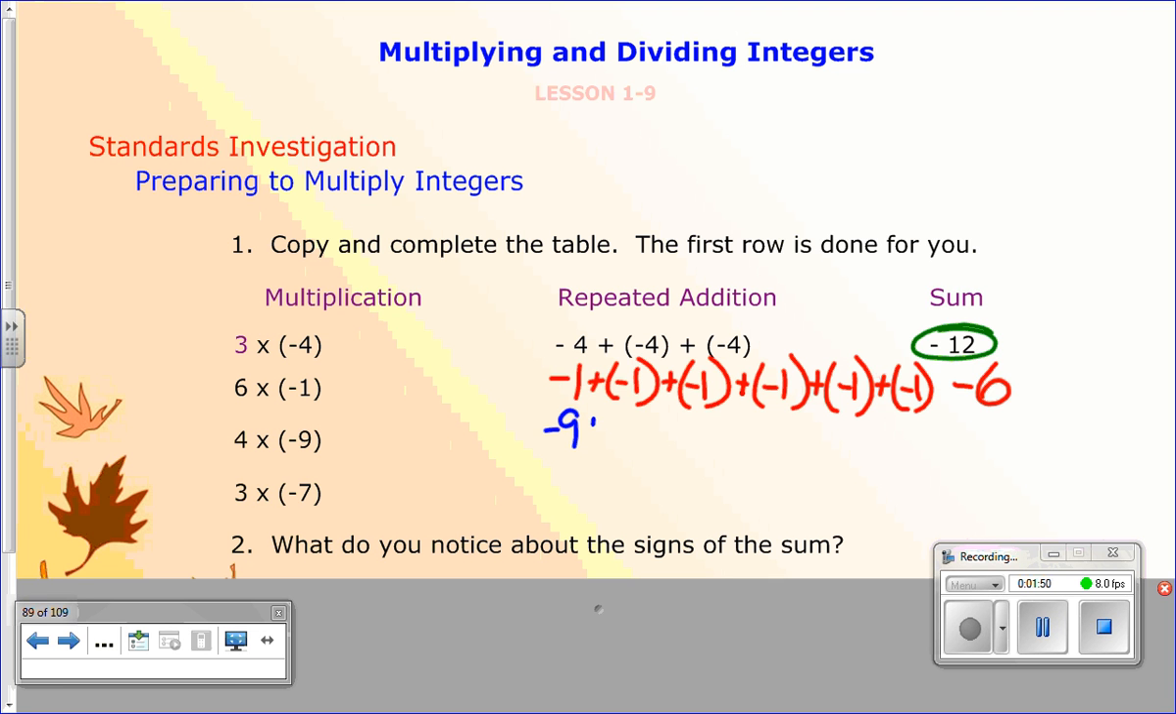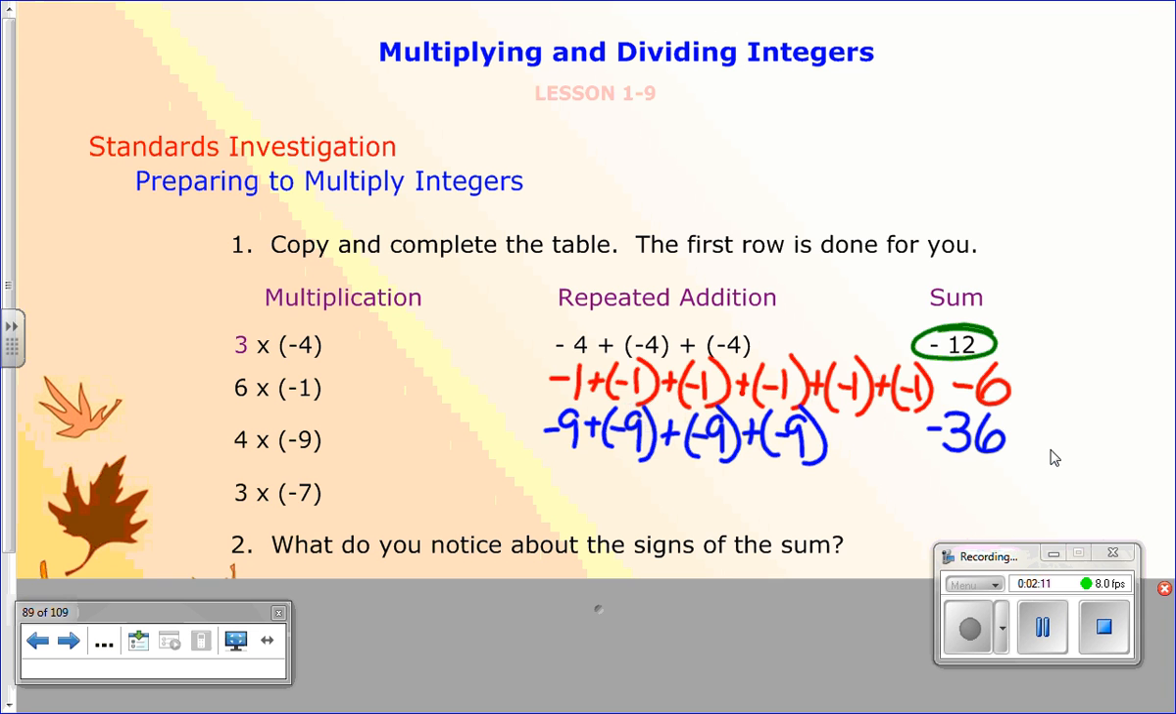4 times -9, or 4 groups of -9. -9 plus -9 plus -9 plus -9. That's the repeated addition of it. And if you add those all together, again, they all have the same sign, you're adding them, you'll end up with -36.